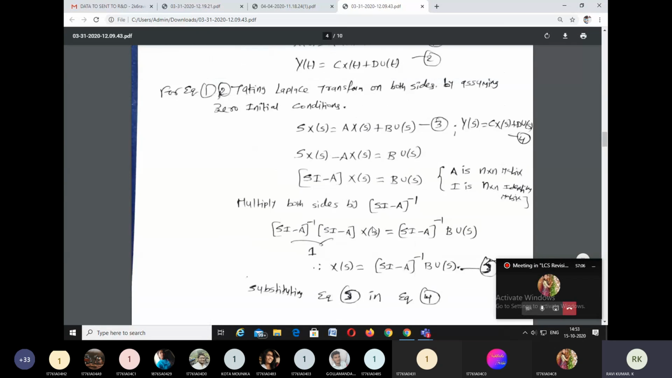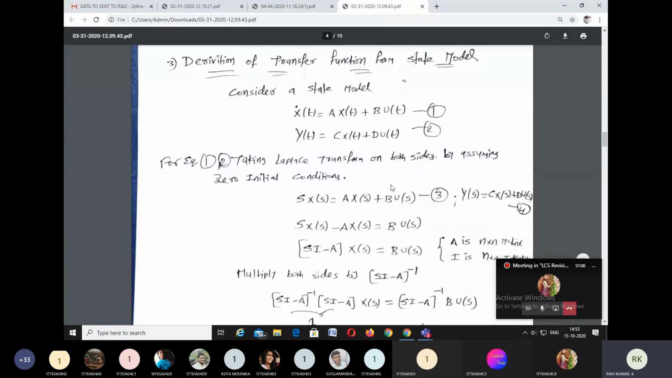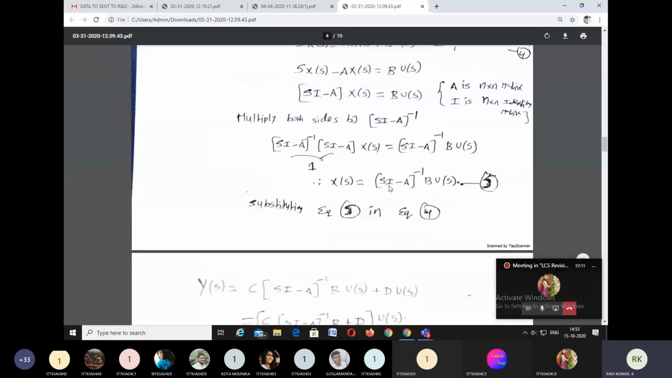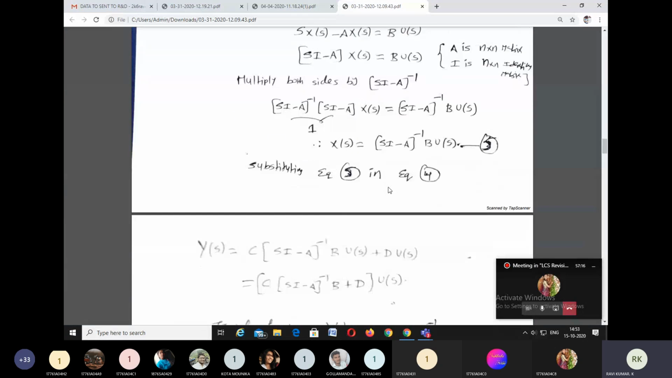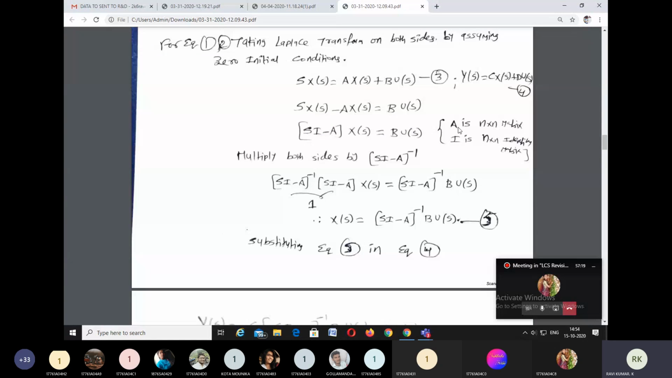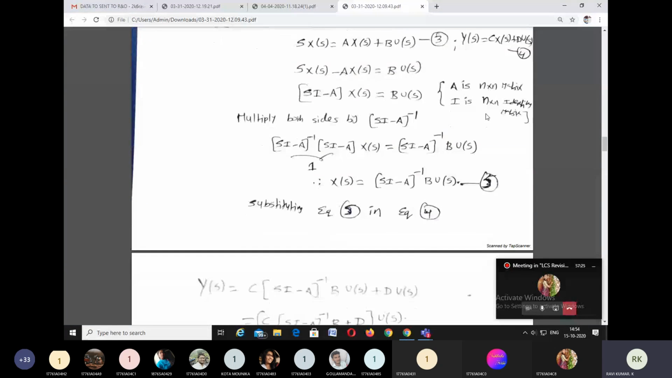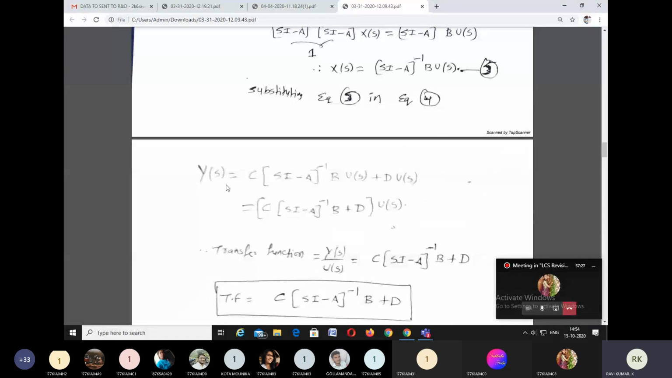Transfer function means we require Y(s) in terms of the input. Y(s) is the output, U(s) is the input, right? So you require that equation. That's why I am taking this equation again and substituting this X(s) in Y(s). You get the relation between output and input, taking U(s) common. The transfer function is output by input, that is Y(s) by U(s), equal to C (sI minus A) whole inverse B plus D.